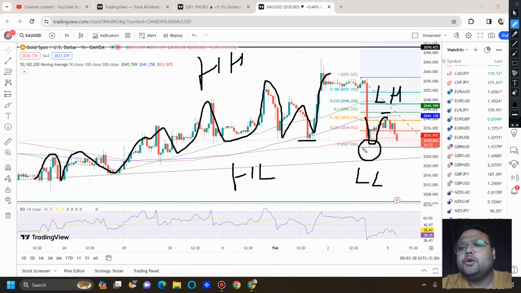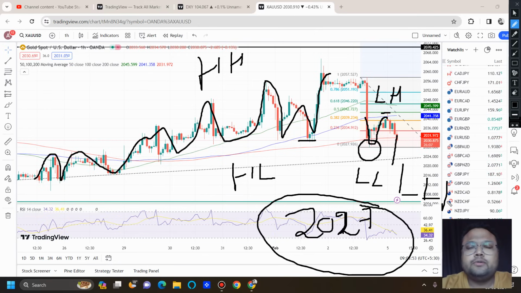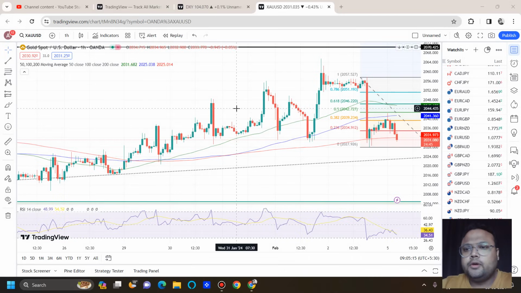So if gold breaks 2027, listen to me carefully. If gold breaks 2027, then it will be a formation of a lower low. And if you're a swing trader, you can go for a short position for the next 2 or 3 days, or at least for this week, because of the structure of the market, there is a possible trend reversal here. Let me repeat again.